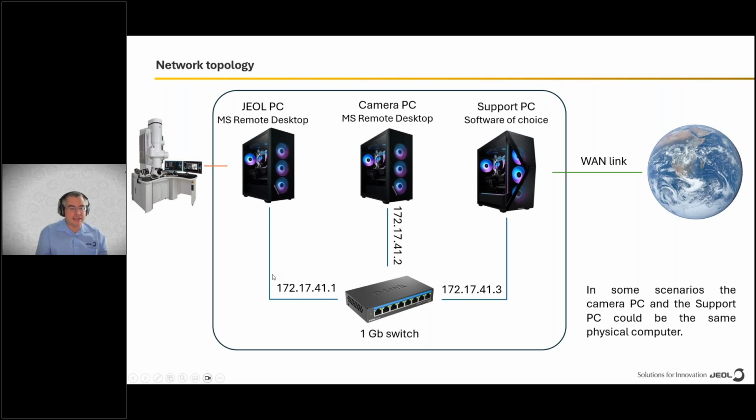Just as a technical note, the IP address of the local network is usually 172.17.41.something else, another number. Normally .1 is the JEOL PC and .2 is the camera PC, but you can add more computers into this network. The goal is to be able to connect to the support PC or the camera PC from the global internet.